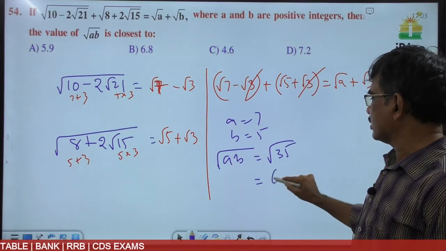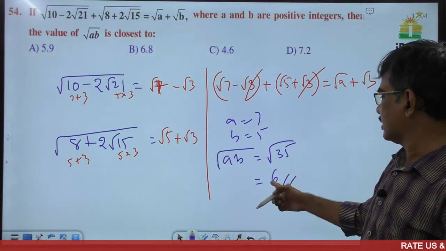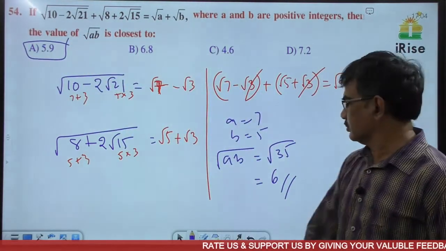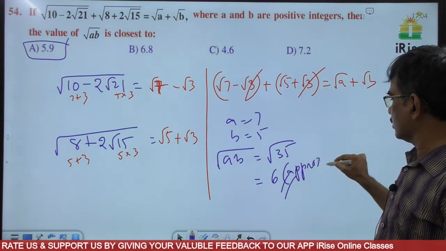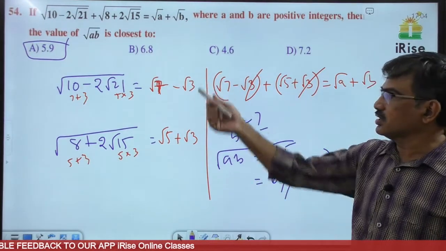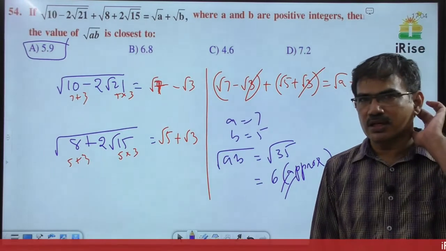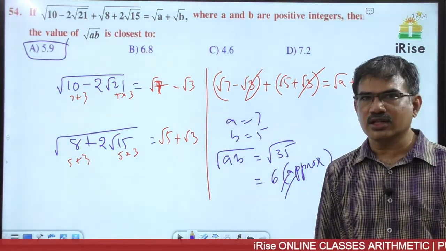Root 35 is nearest to root 36, which is equal to 6. So answer is just less than 6, nearer to 5.9 something, approximately equal to 6. Okay, just less than 6. The answer is 5.9. So all these questions are based on finding square roots of the surds. Okay, next.